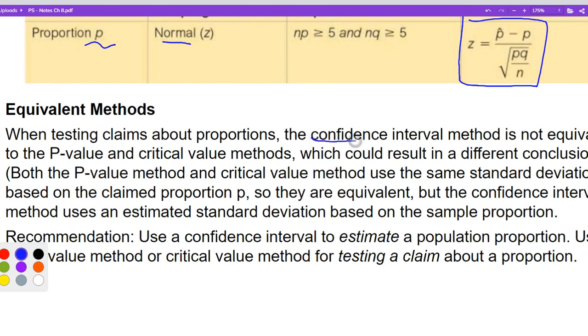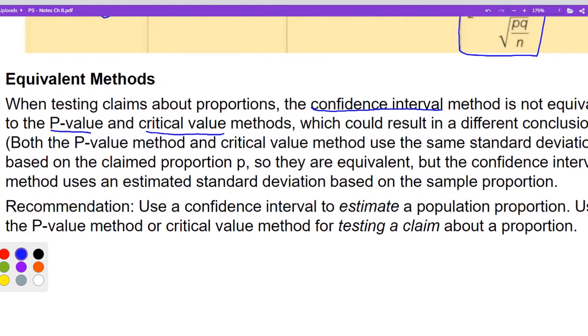There's this confidence interval method, which is probably not going to be preferred. It says this method is not equivalent to the p-value and critical value methods, which could result in a different conclusion. We're going to like the p-value method probably the best, followed by the critical value, and then we'll throw some confidence interval in there as well. But down here it says, remember, our recommendation, use a confidence interval to estimate a population proportion.